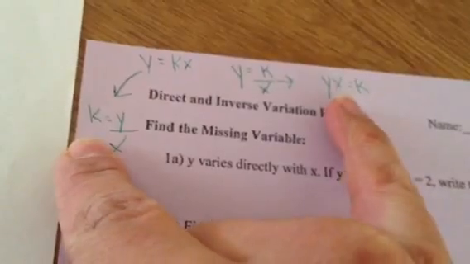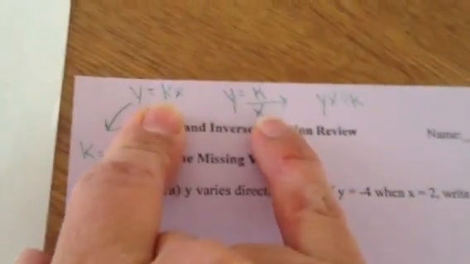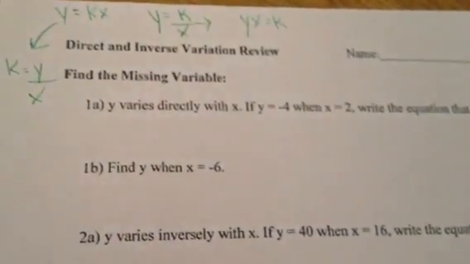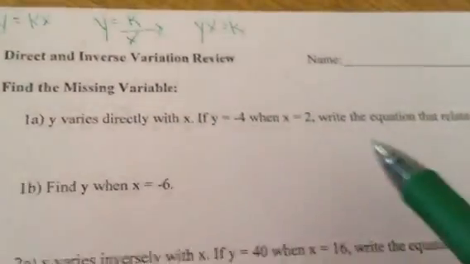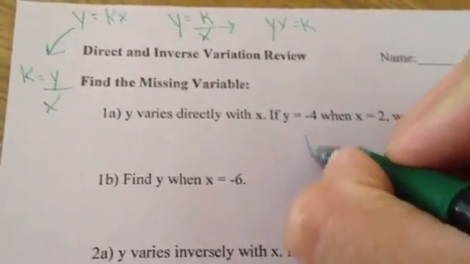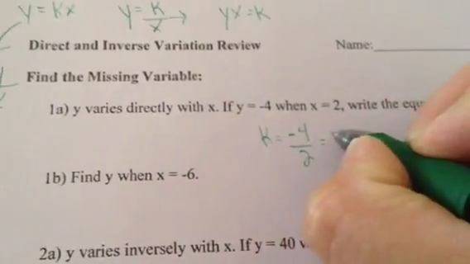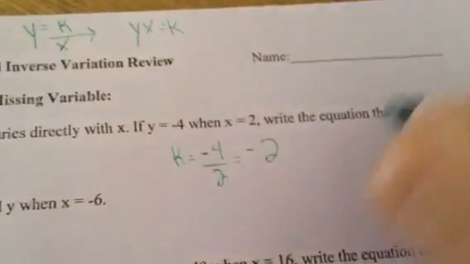So we'll use this formula, and then we'll take k and put it back into here. We won't put the x and the y values. So the first one tells us it varies directly with x, so the job is to write the equation. First I have to figure out what k is. Since it varies directly, I'm going to use this version. To find k, I'm just going to take -4 and divide it by 2. So k is -2.